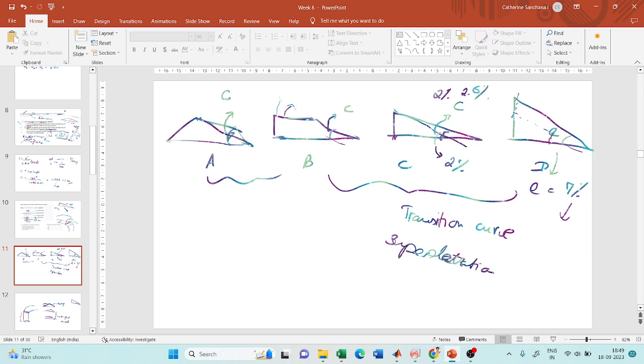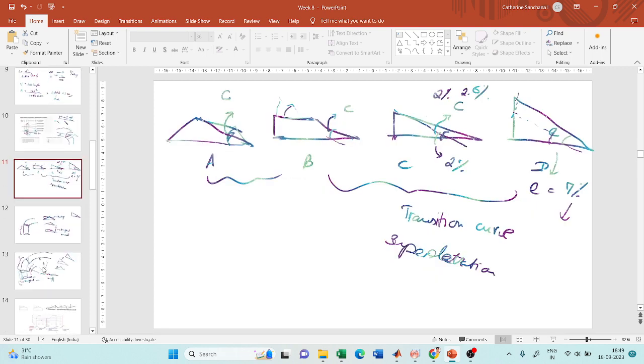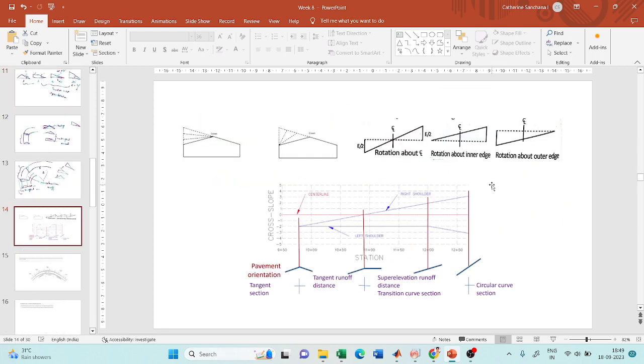I hope you understood this. So that is why I said BD is the answer for this and not BC. Now, final super elevation on the carriageway is attained through what? Okay, so let us see how this is attained.